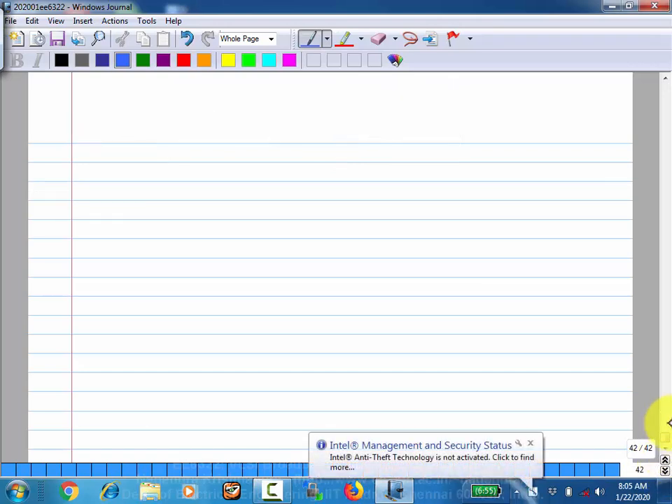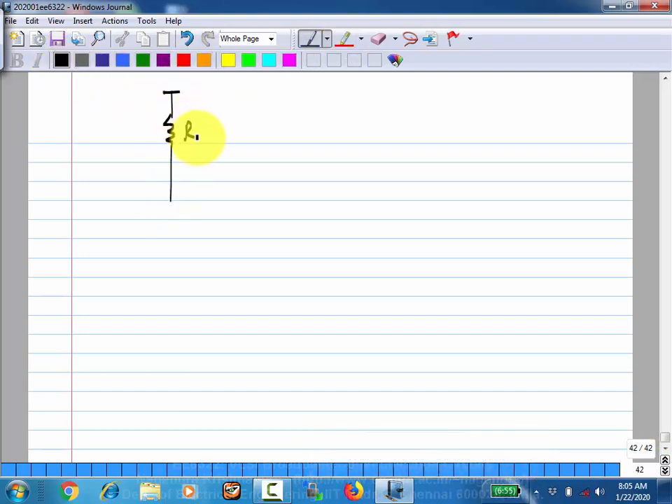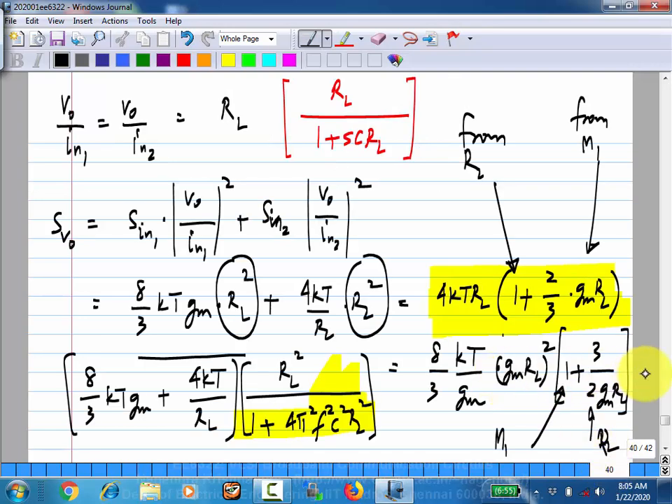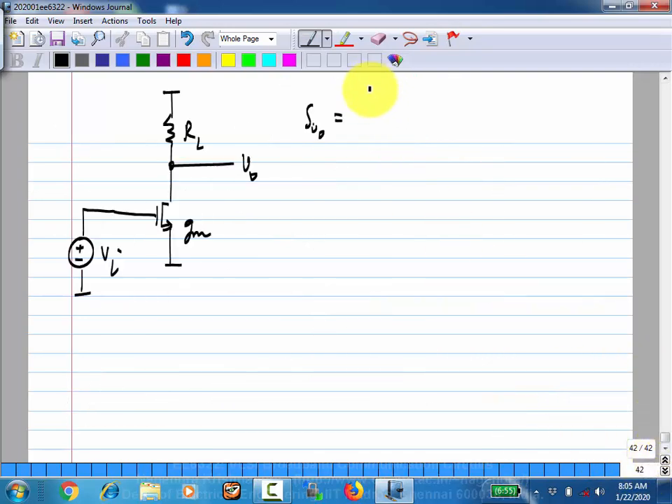We were looking at noise calculations in a circuit, and the example circuit that we took was this, where the transistor is biased at a given gm and it's in saturation region, and we have Vi. We saw that the output noise voltage is given by, output noise spectral density is given by this expression, right?